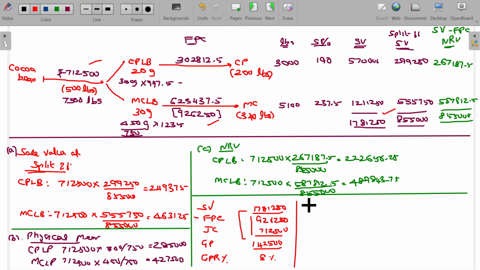As per GPR, constant GP method, how do you calculate? Allocated joint cost is equal to sales minus GP minus further process cost. Now find out the GP here. Rather than working it, I just work it out here itself. 8% on this.